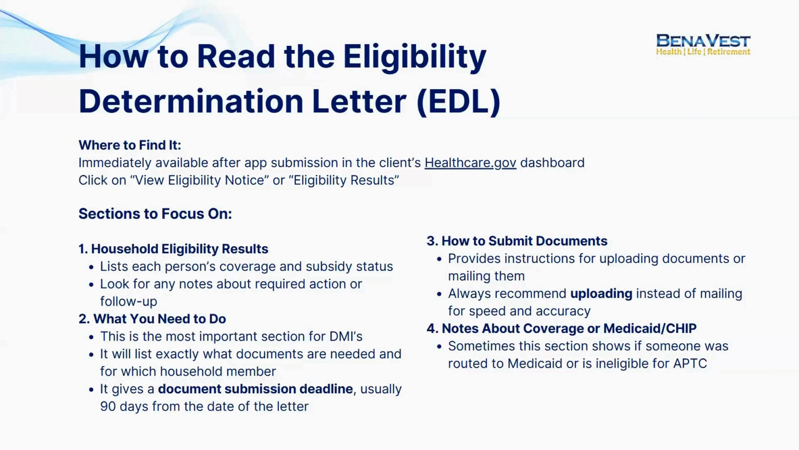And then with that being said, it will give you notes if there's Medicaid or CHIP coverage. Sometimes this section will show if someone was just automatically routed to a Medicaid approval. And at that point, obviously, that would not be something that you would be doing, but you can send their application to Medicaid for approval, but they would not be considered eligible for a marketplace plan and subsidy. So most important thing out of this section is just understand that the determination letter gives you all of the information you need to know.